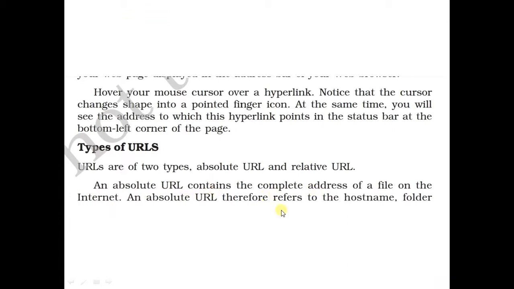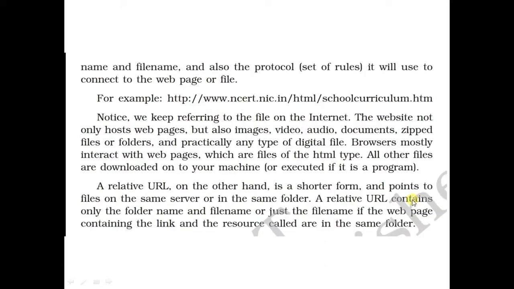So that's why it is called an absolute address or absolute URL. An absolute URL therefore refers to the host name, then folder name, then file name, and also the protocol, the set of rules it will use to connect to the web page or file. For example, this is an absolute URL. The basic folder is also given here. The exact, complete location is given.